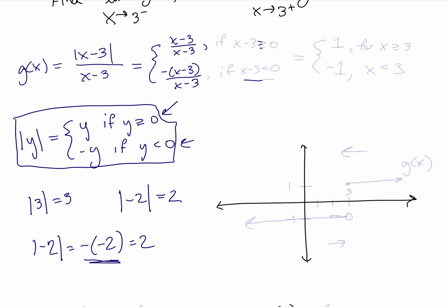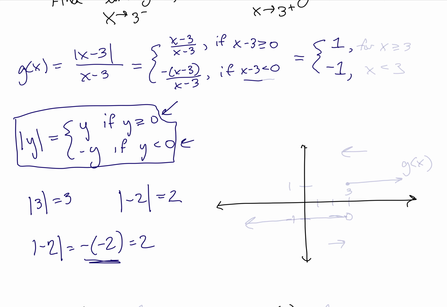And this is if x minus 3 is greater than or equal to 0, if the thing inside the absolute value is greater than or equal to 0, and this is if x minus 3 is less than 0. So we can continue to simplify that and think about what this function looks like. This is equal to, well, x minus 3 over x minus 3 is just 1, and negative x minus 3 over x minus 3 is negative 1.